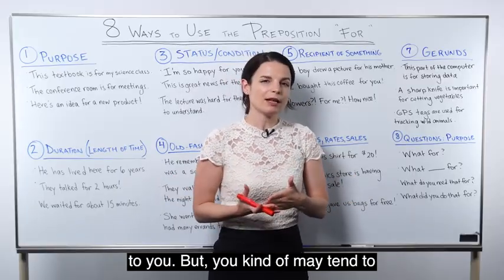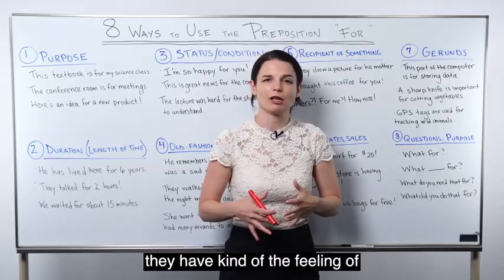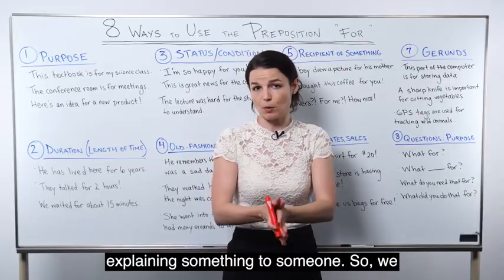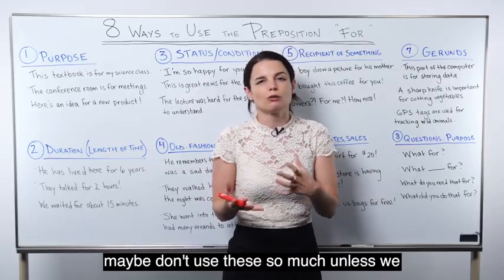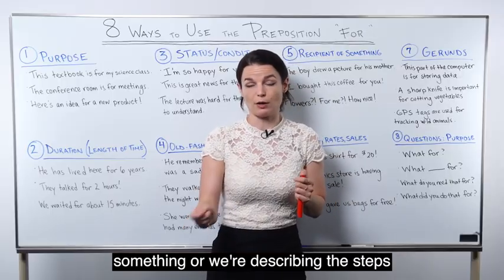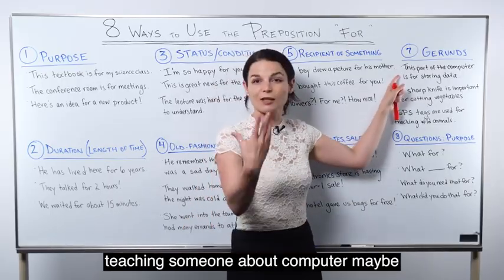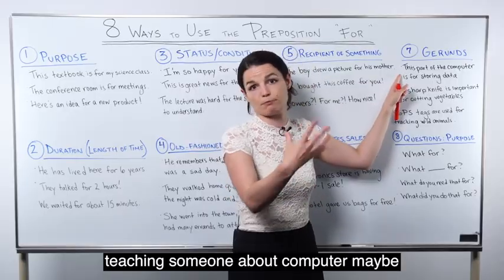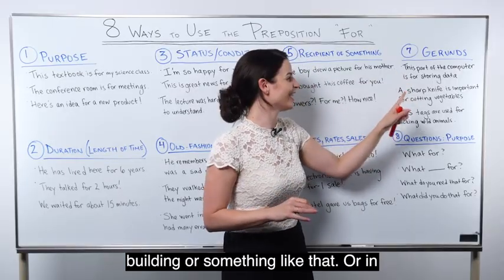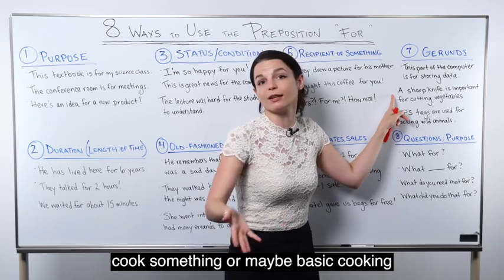But you may tend to notice that these sentences have the feeling of explaining something to someone. So we maybe don't use these so much unless we want to teach someone how to do something, or we're describing the steps in a process like these two. We're teaching someone about computer building or something like that. Or in this one, we're talking about how to cook something or maybe basic cooking techniques.